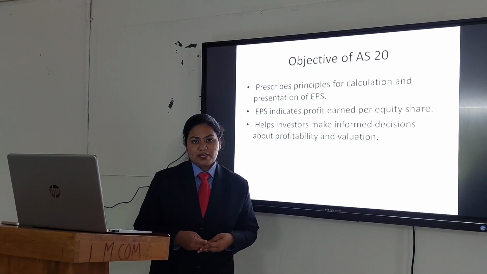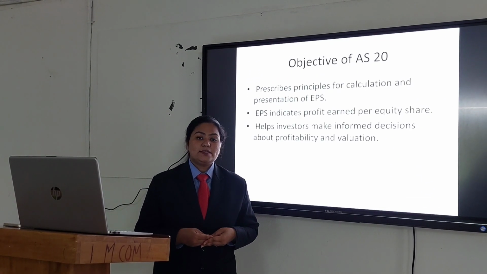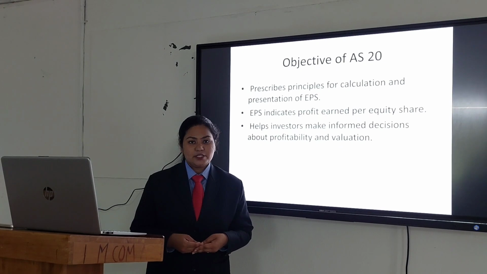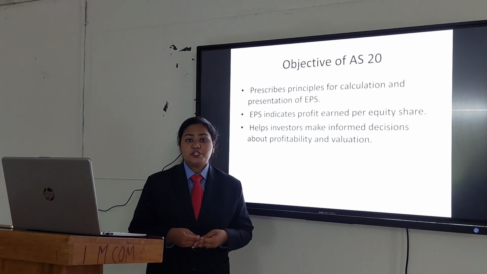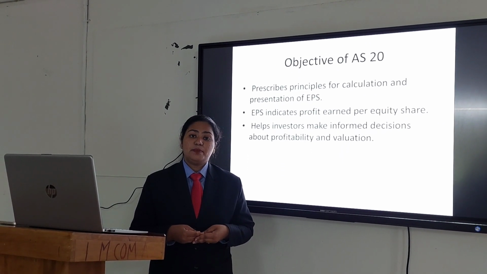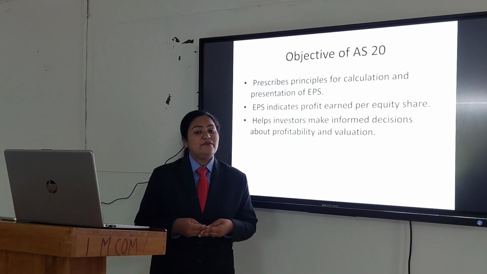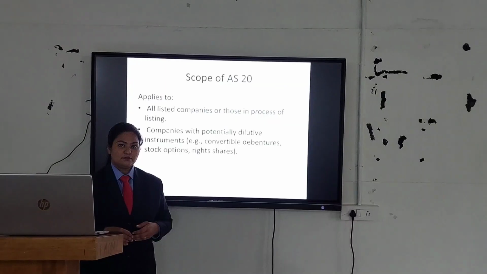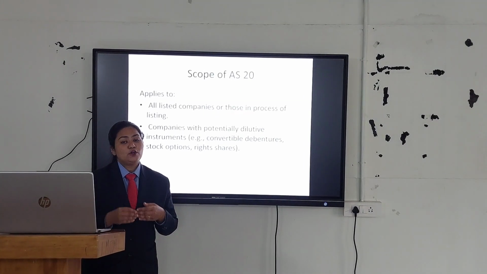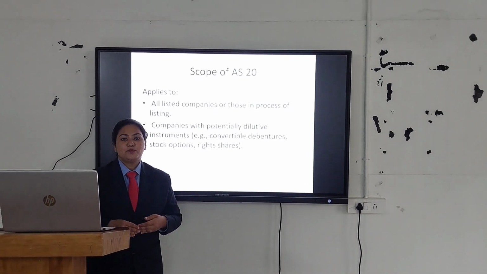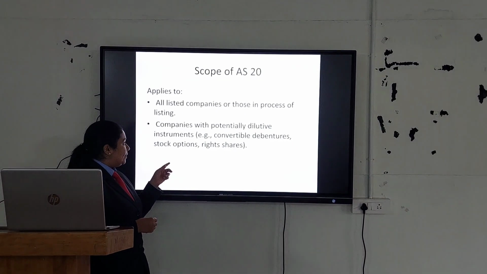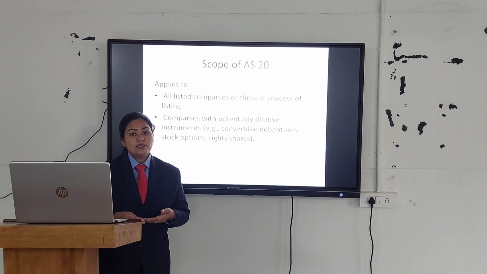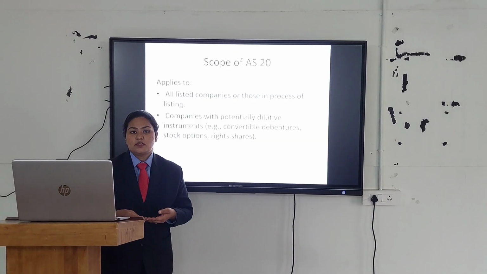Objectives of earning per share. The main objective of AS 20 is to prescribe principles for calculation and presentation of earning per share in financial statements. Also, earning per share indicates the profit earned per equity share, which will help investors make informed decisions about the profitability and valuation of companies. AS 20 is applicable to all listed companies and companies that are in the process of listing. Also, it is applicable to companies with potential dilutive instruments, for example, convertible debentures, stock options, warrants, etc.